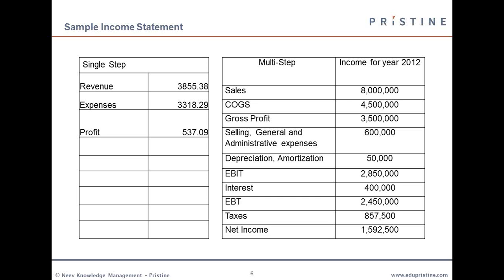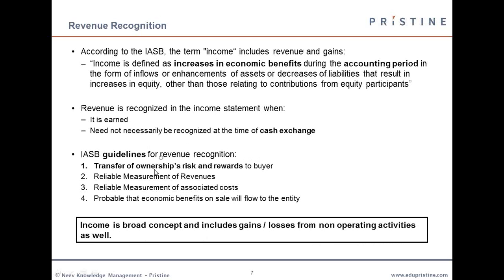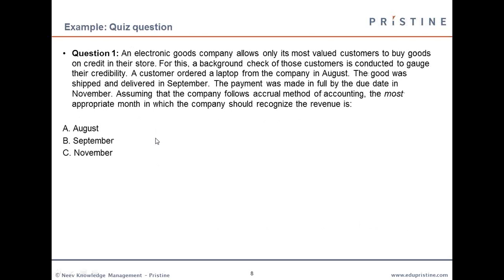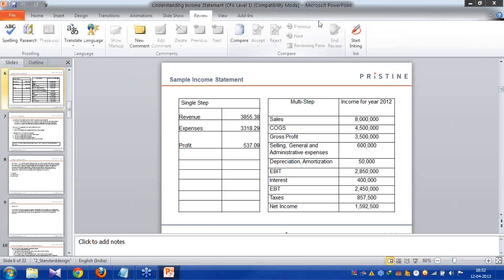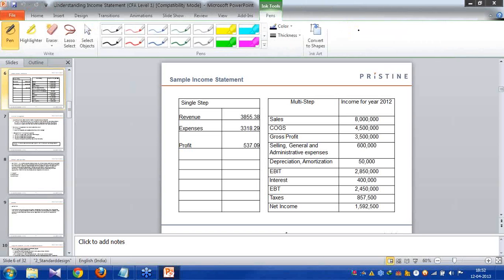So here you can see the sample income statements. The first is the single step and the second is the multi-step. Simply see, in the single step you have revenue and expenses. Very simple. I'll mark some things for your understanding. Here revenue you have, expenses you have, and that gives the profit, the difference.